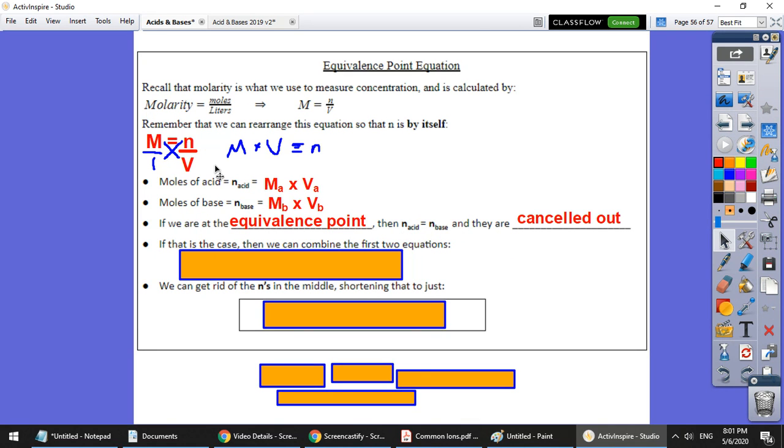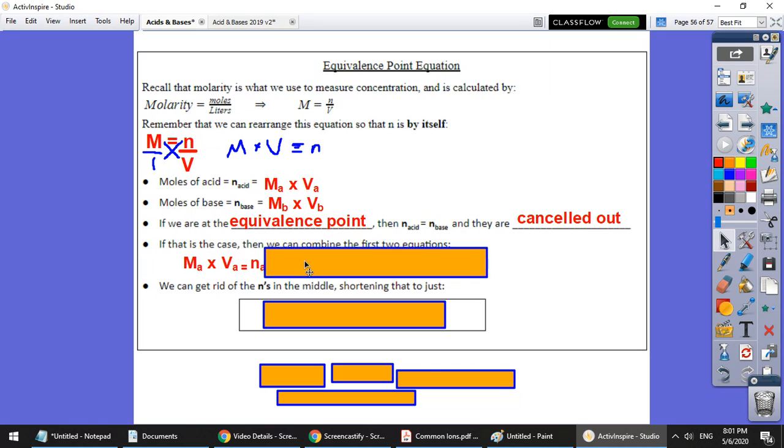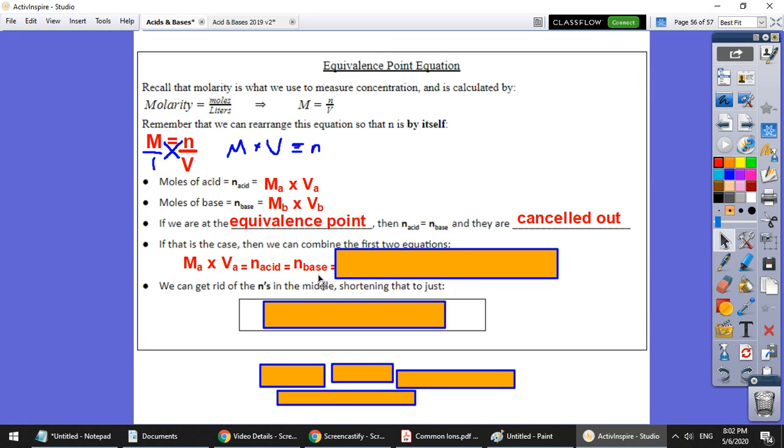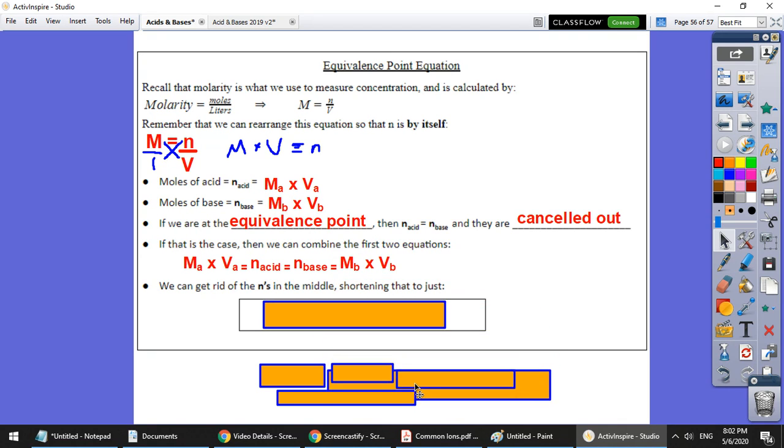Okay, so let's see if we can put all these equations together. We know that Ma times Va equals moles of our acid. We know that if we're at our equivalence point, moles of acid equals moles of base. Okay, that's what the equivalence point means. Its definition is the same number of H plus and OH minus. And we also know that our moles of base is equal to molarity of base times volume of base.